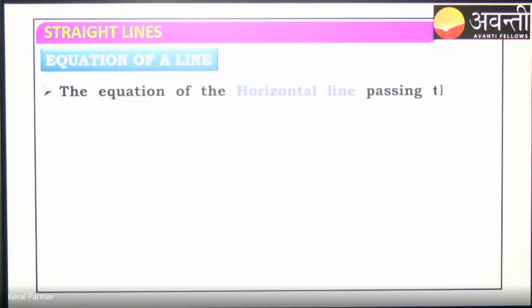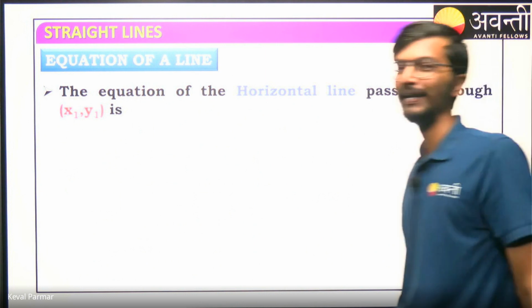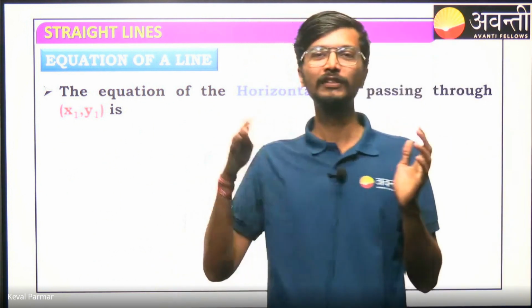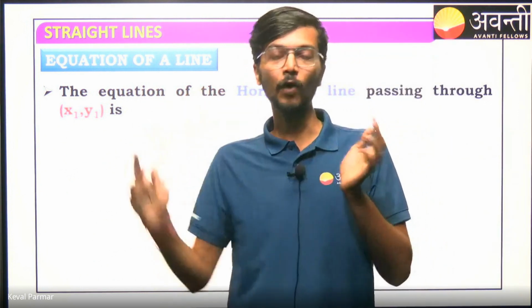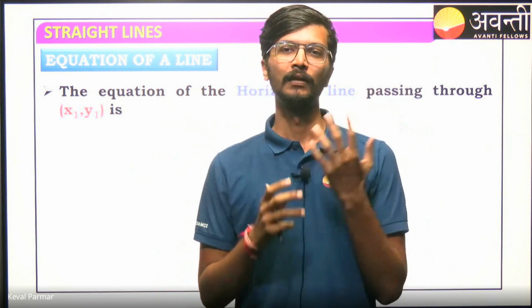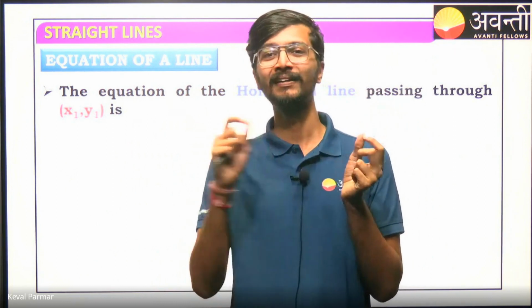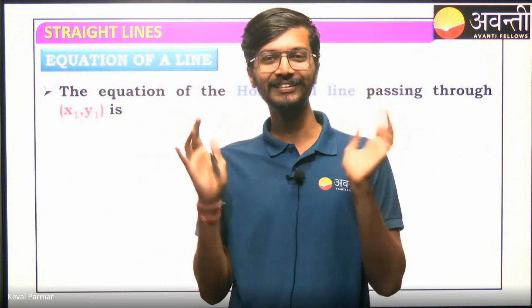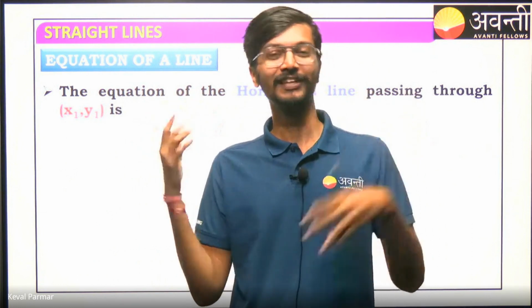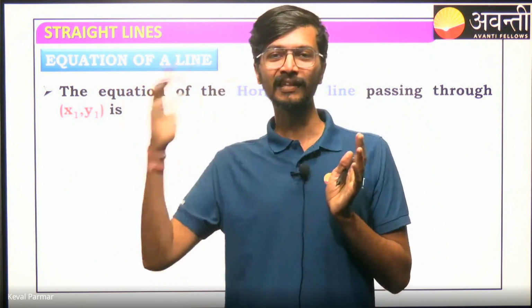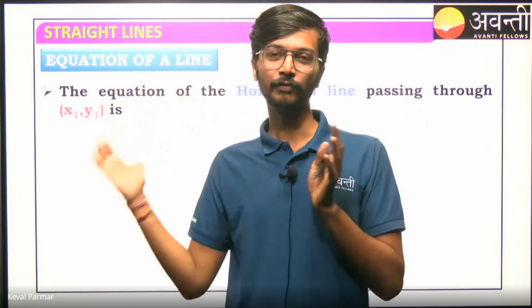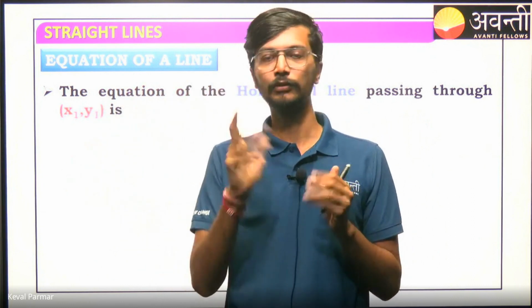Let's look at the next part, which is equation of a line. Now, to get the equation of a line, as you may have studied previously, we have various forms of equation of a line. Some of them are slope point form, two-point form, slope intercept form. You must have heard of them and also studied them. But let's again look at the various forms of equation of a line, starting with slope point form.